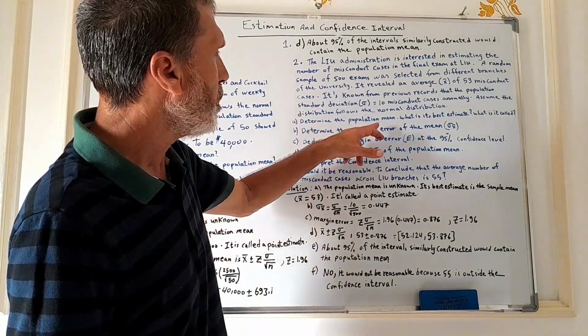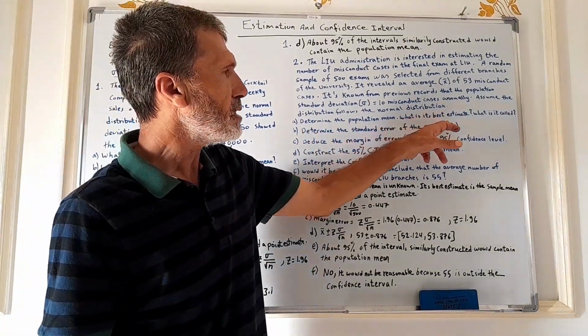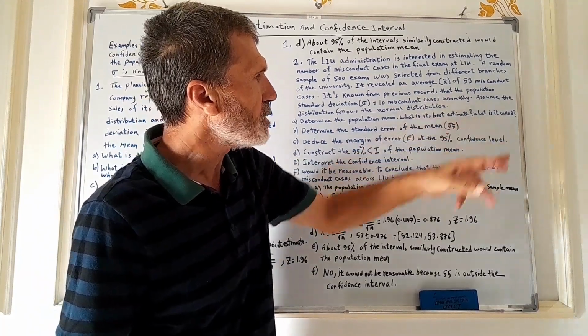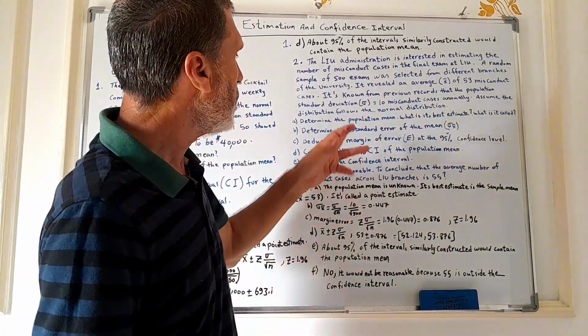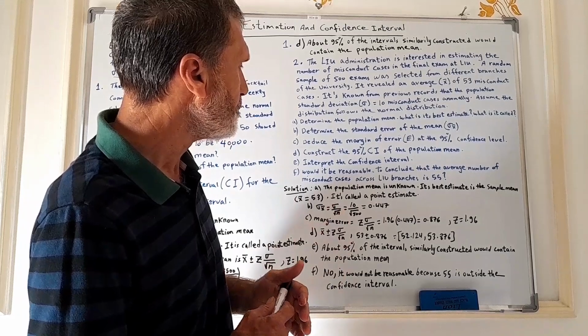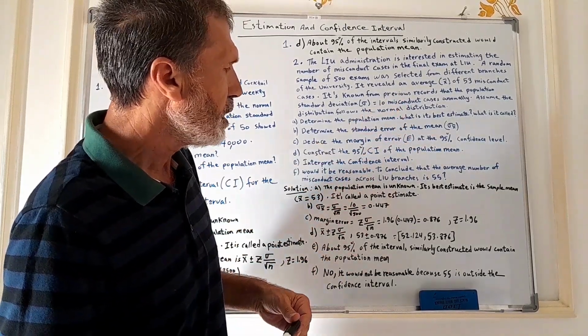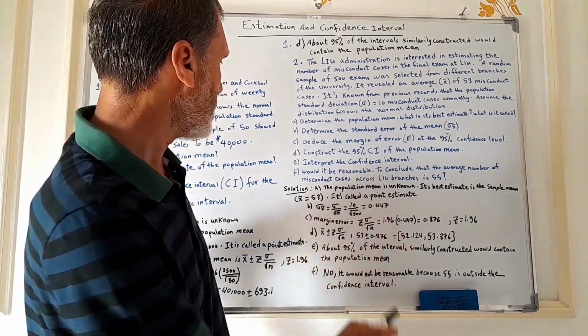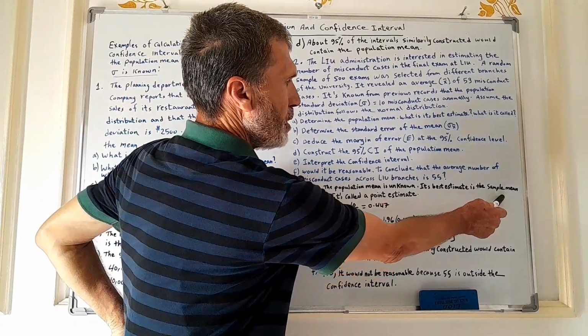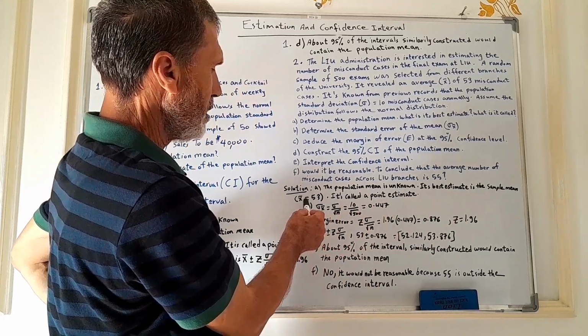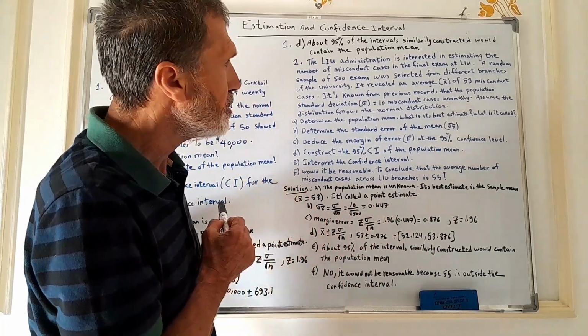First, determine the population mean. What is its best estimate? What is it called? Of course, the population mean is unknown, as you know. Its best estimate is the sample mean, which is equal to X bar equal 53.